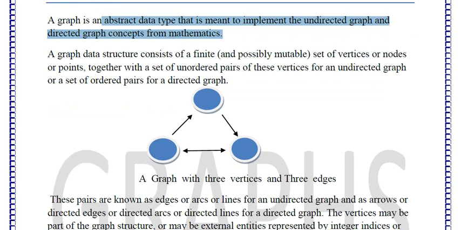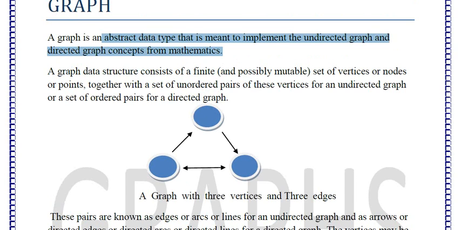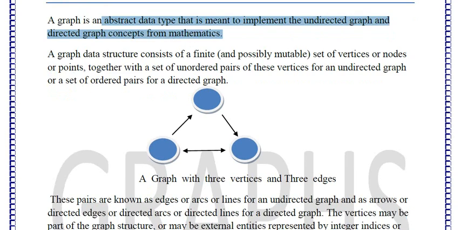The main difference between a tree and a graph is that in a tree we don't have a cycle, but in a graph you can see in this diagram that we have a cycle. So a tree will be a graph if there is any cycle.